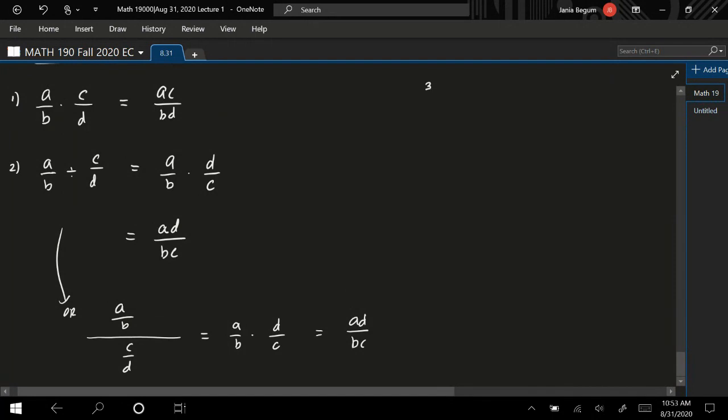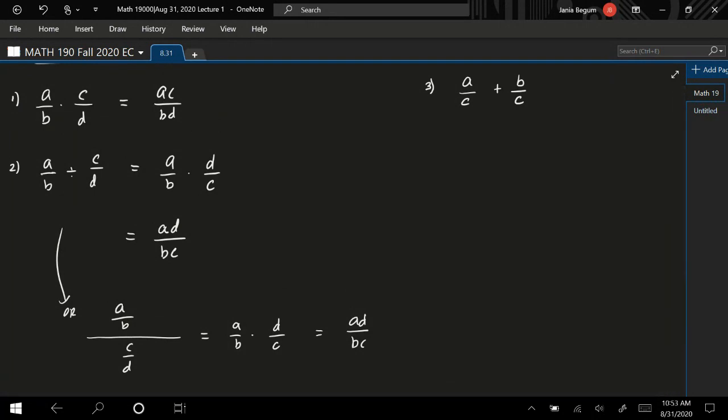Now, the next rule I'm going to write down is addition. If I have a over c plus b over c, when I'm adding two fractions, well, I just add them up, right? I have to make sure they have the common denominator. What do you guys think?